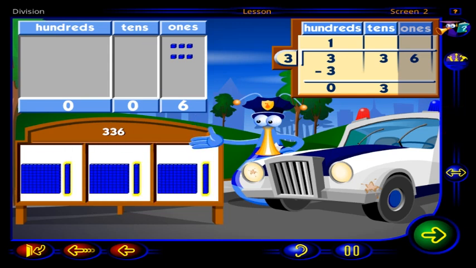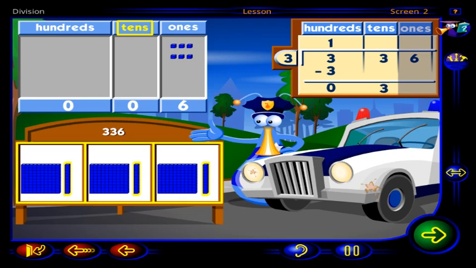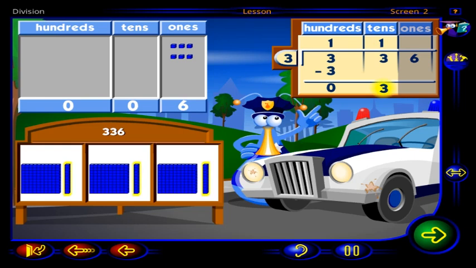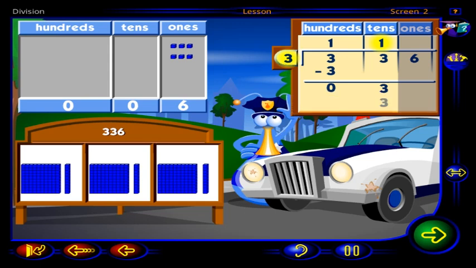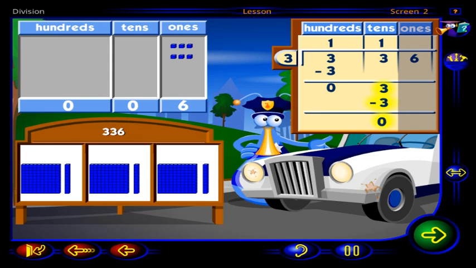When we divide these 3 tens equally among 3 groups, we must put 1 ten into each group. And to show this, we write the number 1 in the tens place here. We've divided 3 tens equally into 3 groups. And each group has 1 ten. So we multiply 1 ten by 3 to get 3 tens. And subtract this 3 from the 3 here to get 0. And this shows that there are 0 tens left over.